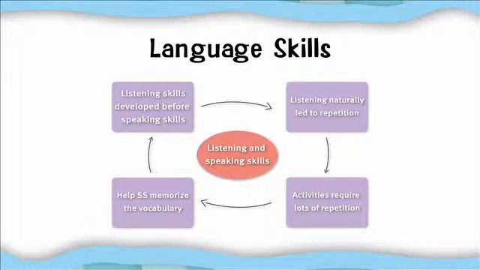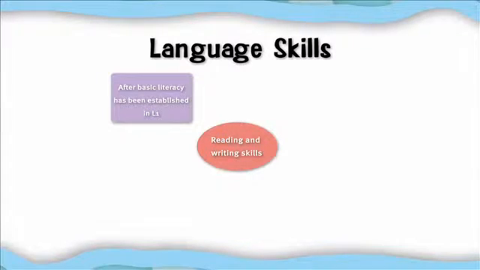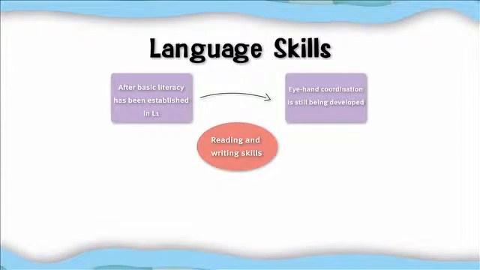It is important to provide a framework for speaking activities which encourage them to use English for a real purpose. What about reading and writing? Well, Best Friends 2 provides support and scaffolding for young learners to be gradually introduced to reading and writing skills. Generally speaking, reading and writing in English are introduced gradually after basic literacy has been established in their native tongue. Besides, eye-hand coordination is still being developed at this age.